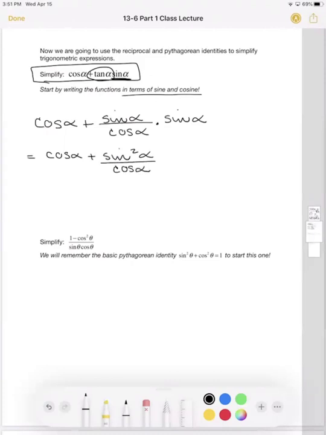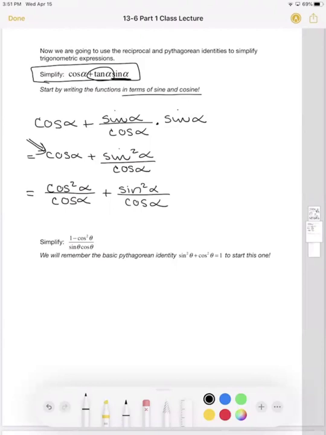Now, what if I wanted to take cosine alpha, this first term, and write it with a common denominator? So if I wanted to make the denominator, let's go ahead and copy the second part. I've got sine squared alpha over cosine alpha. And I want to take this first term and write it with a denominator of cosine alpha. So what am I going to do? I've added cosine alpha to the denominator, so I've got to add it to the numerator to keep the fraction the same. And so I'm basically multiplying my cosine alpha by cosine over cosine. So I get cosine squared over cosine.